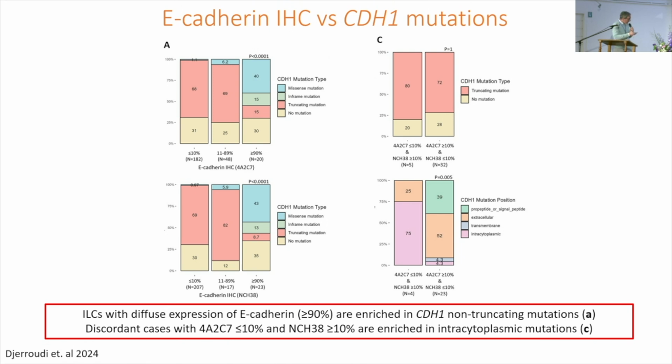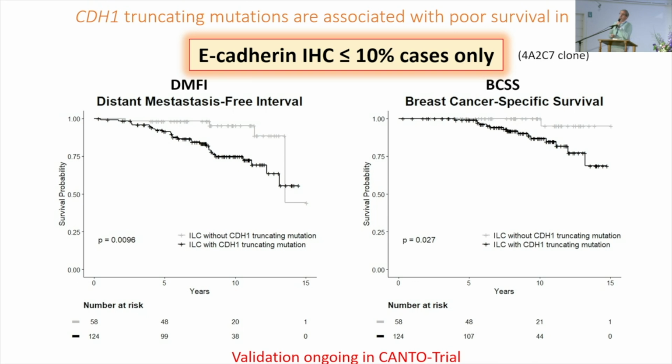actually alter the pattern of staining, especially when we are dealing with intracytoplasmic antibodies versus extracellular antibodies. Also very important was the finding and the suggestion that it might be important to look at the presence of mutation and prognosis in lobular cancer patients. But although this is a first signal, this will be validated in the CANTO trial.